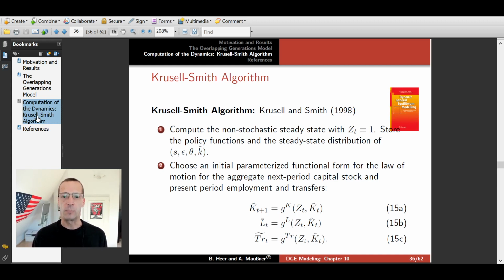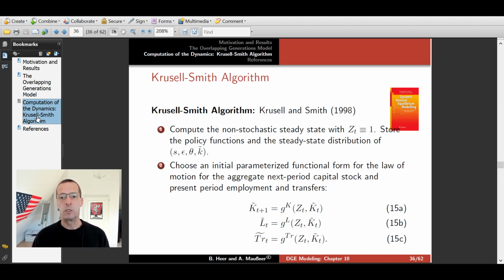So in the first step, we compute the non-stochastic steady state with a constant aggregate technology z equal to 1. And we will store the policy function and the steady state distribution for later use. In the next step, we have to choose parameterized functional forms for the law of motion for the aggregate next period capital stock, and present period employment and present period transfers. So we need these because the household has to forecast the factor prices and his pension in the next period so that he can determine his optimal policy function, its labor supply today, and his savings in the next period.